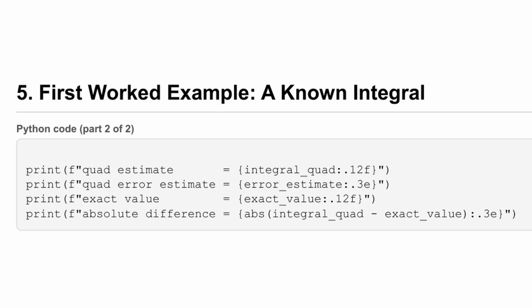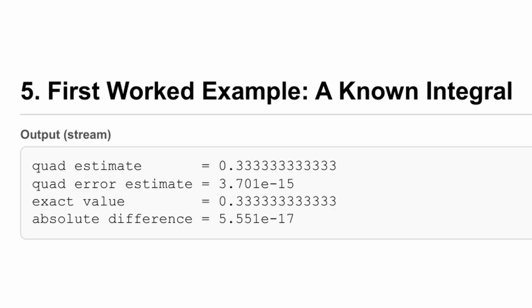The quad function returns two values, which are the estimated integral and an estimate of the numerical error. We then print these results alongside our analytical exact value to calculate the absolute difference. The numerical output confirms that the quad function performs exceptionally well. The estimated value matches the exact value to many decimal places, and the absolute difference is on the order of 10 to the -17, which is essentially the limit of machine precision.